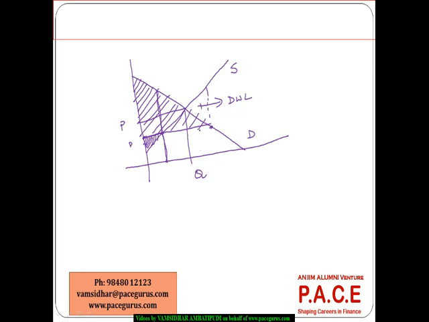So what we are seeing is, if the quantity supplied is much lesser, it's an underproduction and a deadweight loss is created because of the underproduction. And if the quantity supplied is much higher, because of the overproduction, the deadweight loss is created.